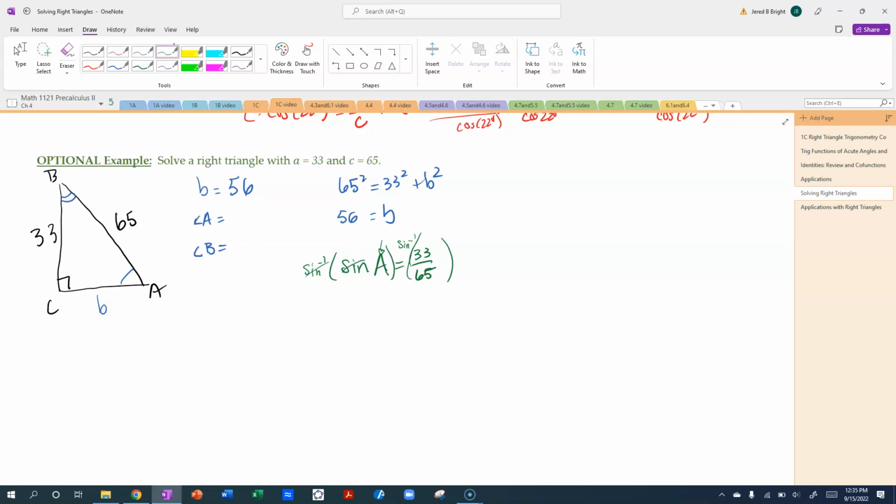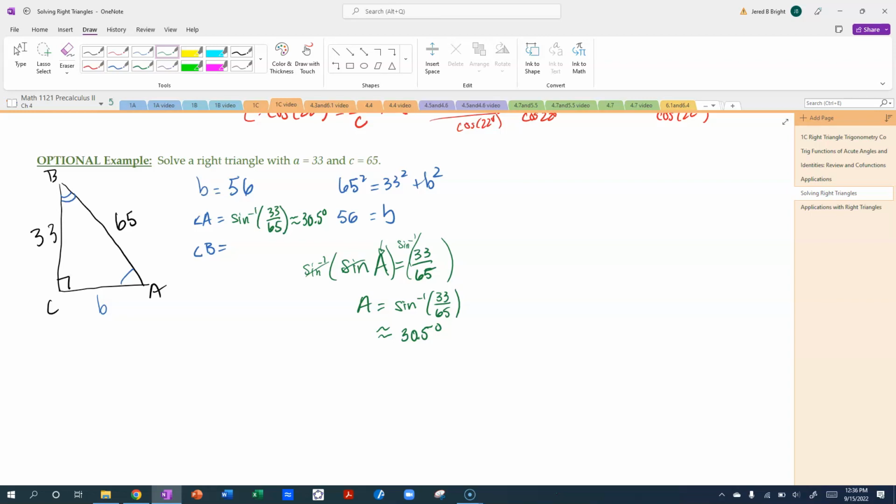And sine and inverse sine would cancel out leaving angle A on the left-hand side, and then this would be sine inverse of 33 over 65. And then I can punch this in a calculator or leave it like that. Either way, just for our own sake, if we approximate, it's about 30.5 degrees. So angle A, I'm going to leave that as sine inverse of 33 over 65, which is approximately 30.5 degrees.